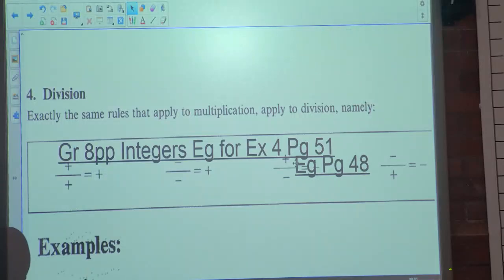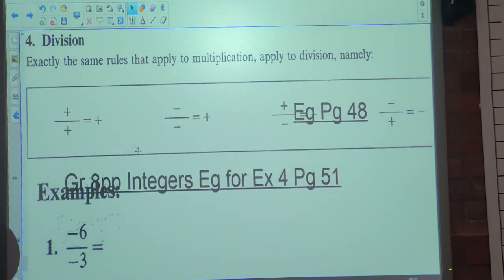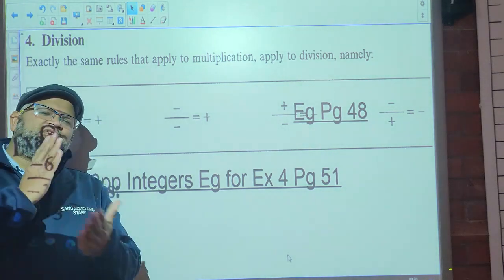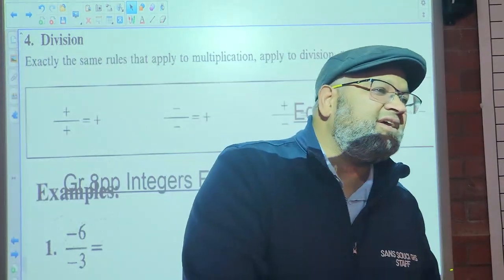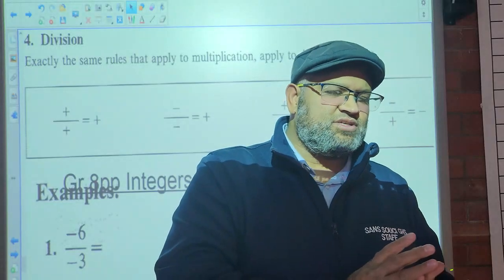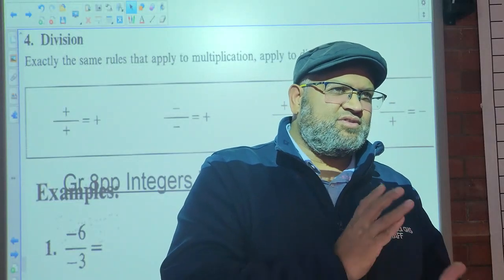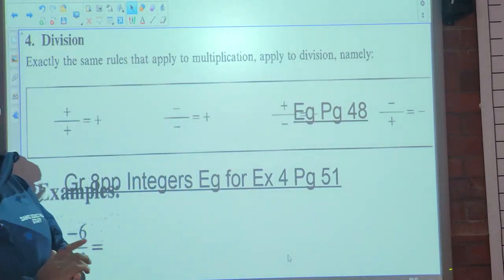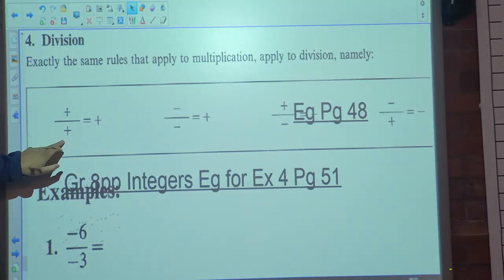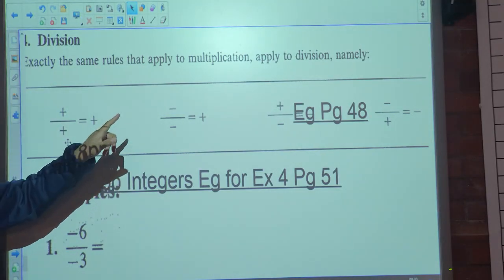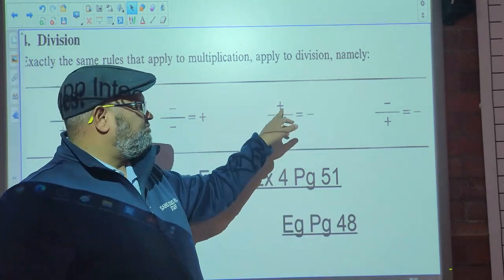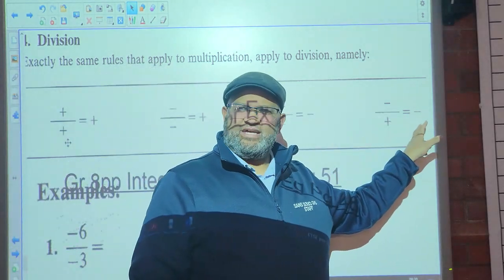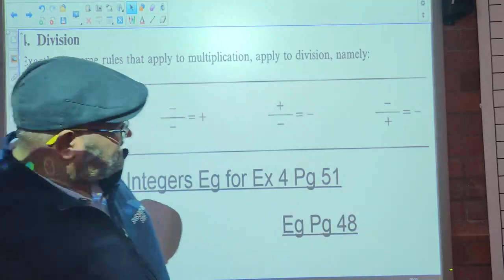So today we're going to look at division. Exactly the same rule that applies for multiplication applies to division, namely, positive times positive, the answer will result in a positive. A positive times a negative, negative. Negative times a positive, negative. Negative times a negative, likewise positive. A positive divided by a positive is positive. Negative divided by negative is positive. Positive divided by negative is negative. And negative divided by positive is negative. Okay. You can make that another thing.